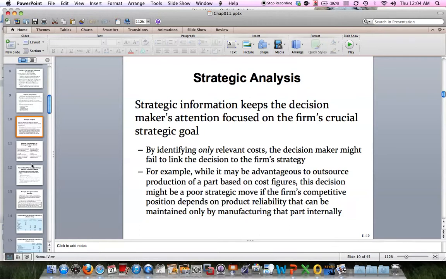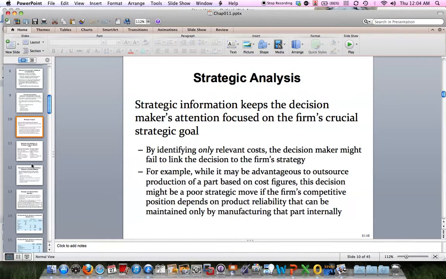Okay, and so it says here, by identifying only one relevant cost, it's possible we might make the wrong decision. We might fail to link a decision to strategy. Okay, if we only focus on relevant costs, and we kind of lose sight of the forest for the trees kind of an analysis there. And so you can't just look at relevant cost. You still have to think big picture. Okay, and that's what they mean by that.